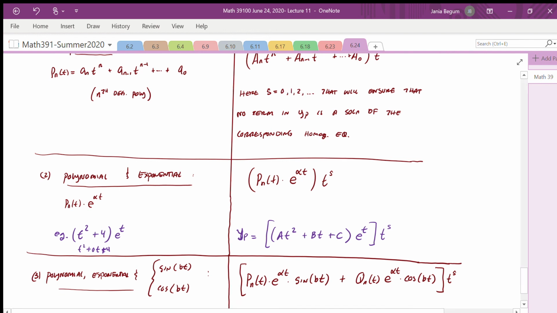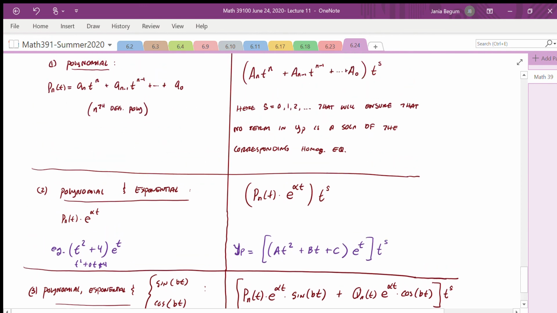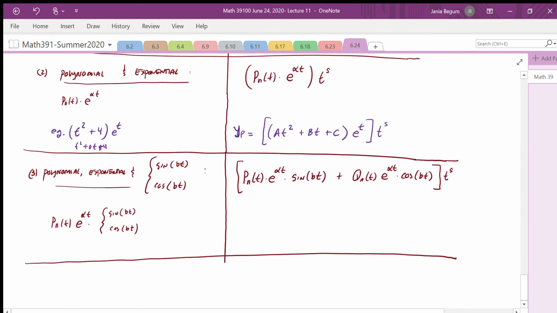Okay. All right. What about the last case? What if you have, say, t cosine of 4t? So someone tell me what would be a possible form for yp.